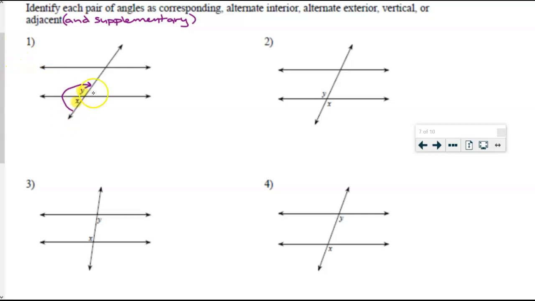They form a straight angle, a straight line. So I'm going to write down not just supplementary, I want us to practice the new word as well. These are adjacent and supplementary.